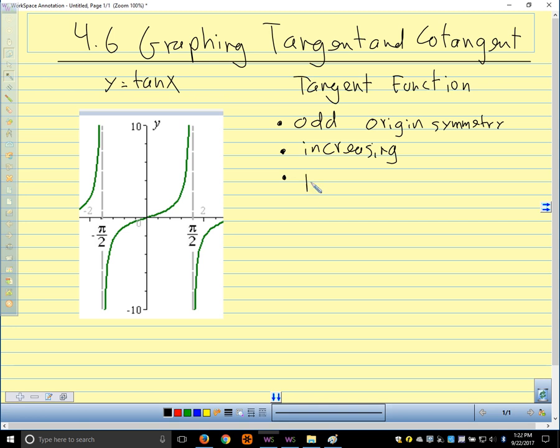The period of tangent is pi. Now, tangent is a combination of sines and cosines. If you look at the unit circle, you'll see that the values of the tangent function repeat every pi units. So in contrast with sines and cosines, the period of tangent is pi rather than 2 pi.